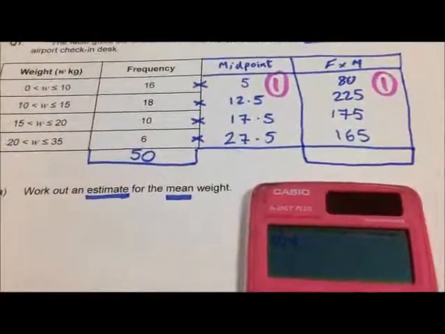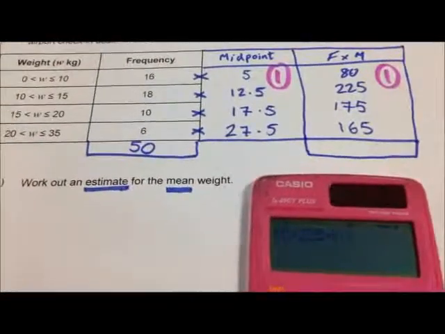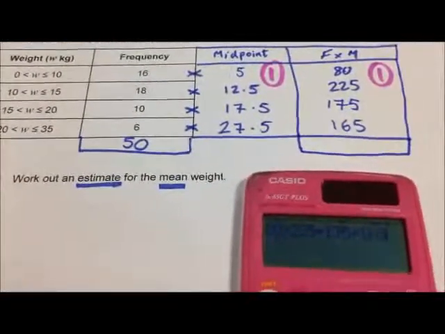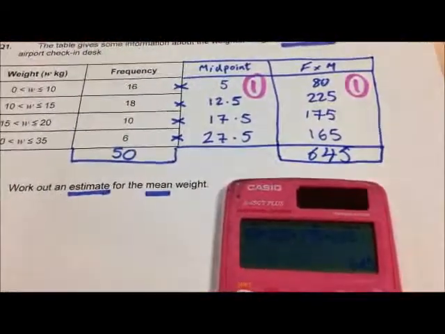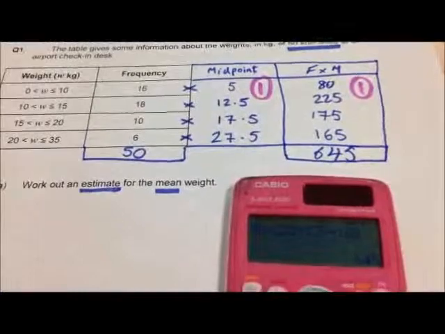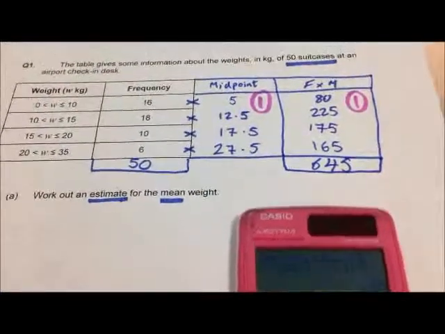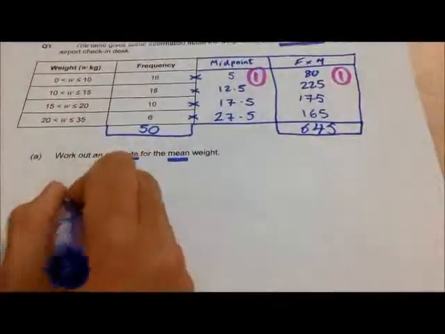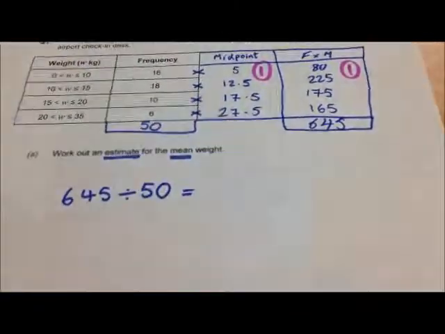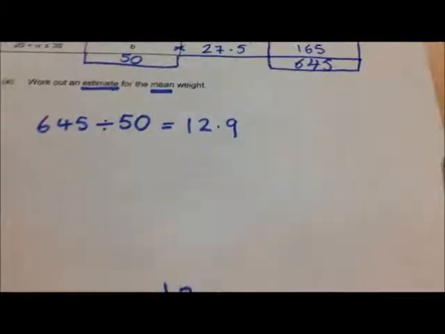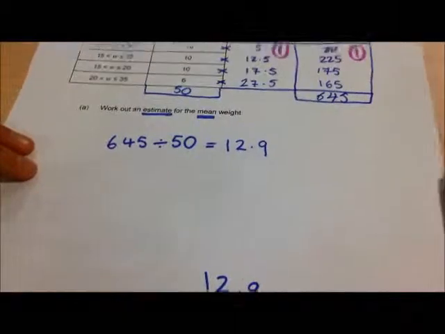So 80, add 225, add 175, plus 165, which gives me 645. So that's, I would say, your 3rd mark. And to finish off, to get the final mark, we're just going to do 645 divided by 50, which gives me an answer of 12.9. So an estimate for the mean weight of those 50 suitcases is 12.9 kilograms.